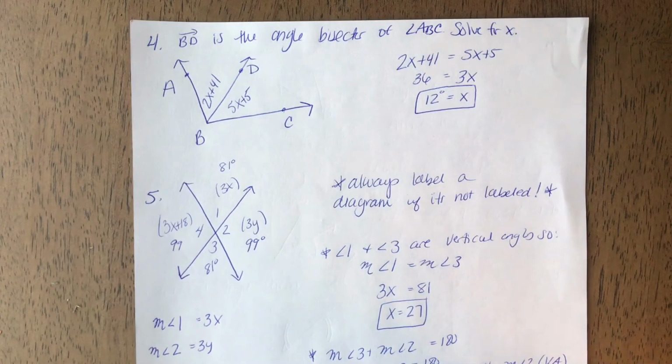When we deal with an angle bisector, we know that an angle bisector cuts an angle into 2 equal parts. So I set 2x plus 41 equals 5x plus 5. I brought all the variables to one side, all my constants to the other, and x is equal to 12 degrees.